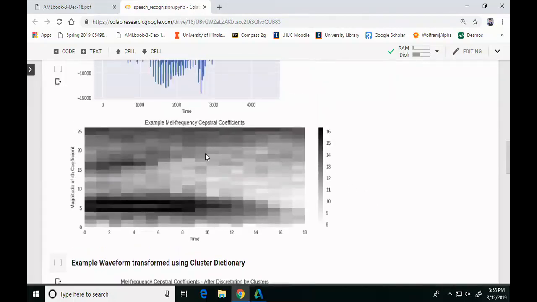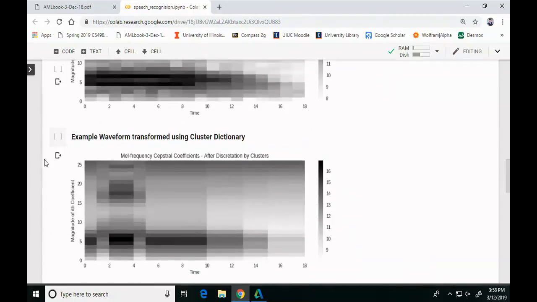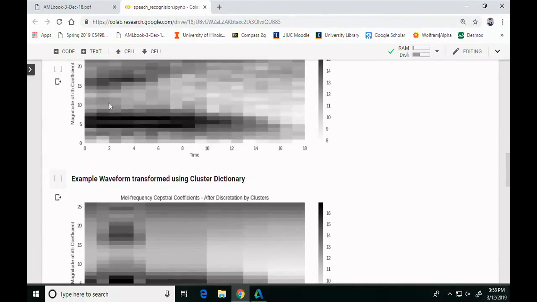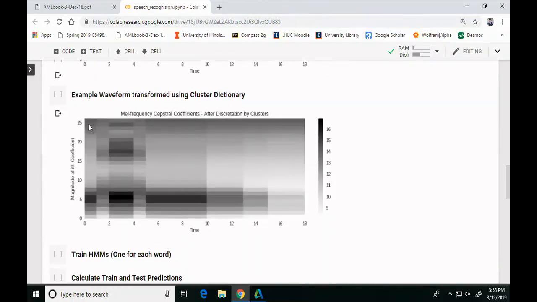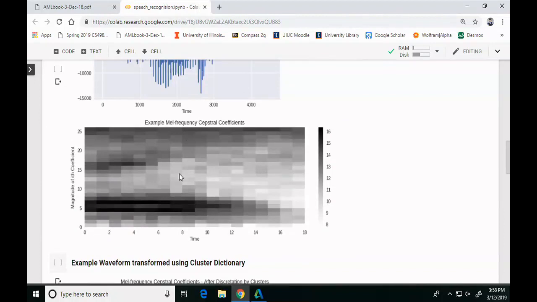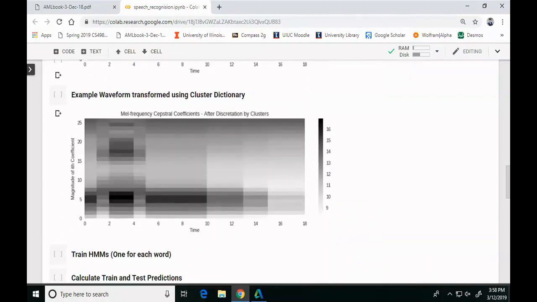If we take this same signal and push it through our dictionary, so we find the cluster that each of these time segments belongs to, and then map it to the cluster centers, this gets translated into this. So you see we actually lose a lot of information. What we're actually going to work with is just an index for each one. This is cluster 7, this is cluster 3, this is cluster 5. Those are going to be our observations.